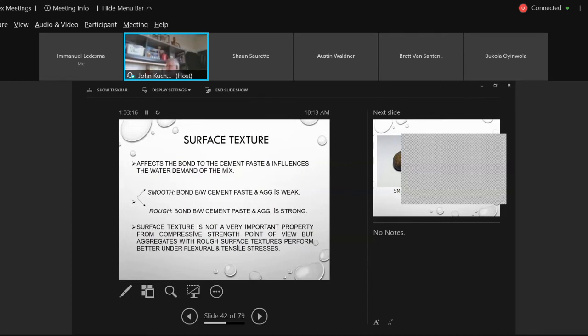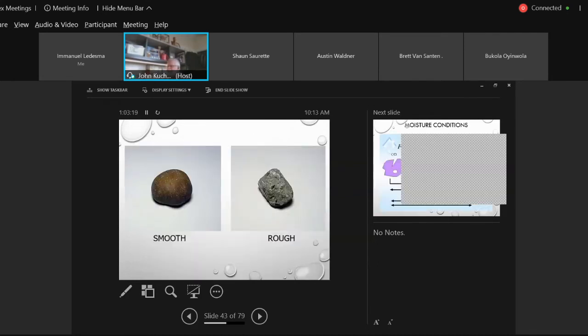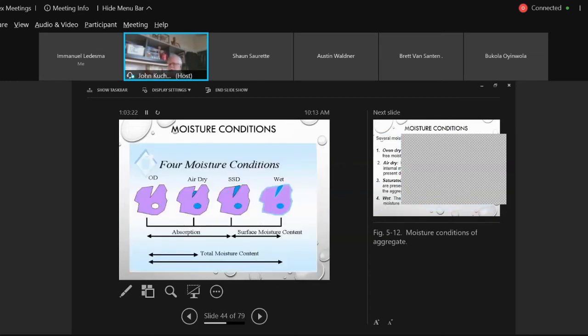Good. And there's again some smooth and some rough. Okay, moisture conditions. We'll leave it here because we're going to have to get into the lab component. It's now 10:13. Let's take a 15-minute break. We'll get into the labs.